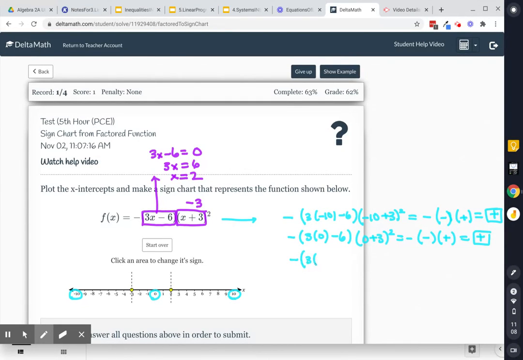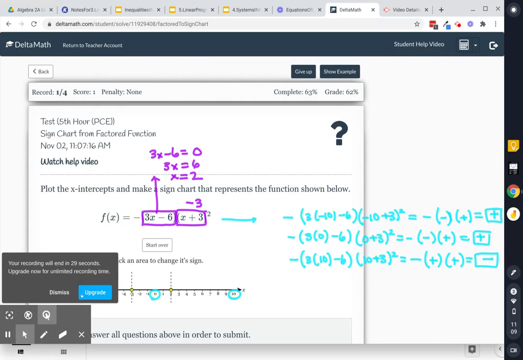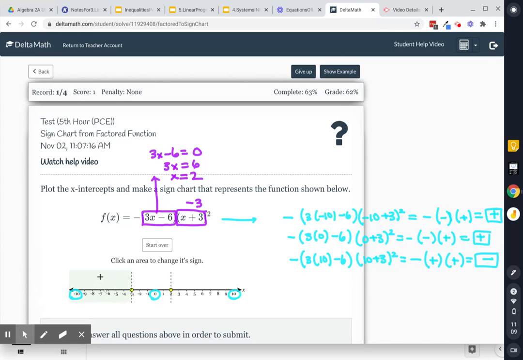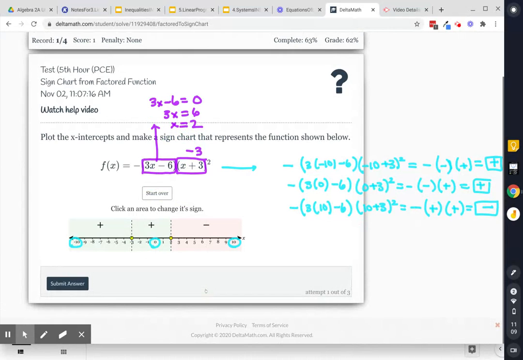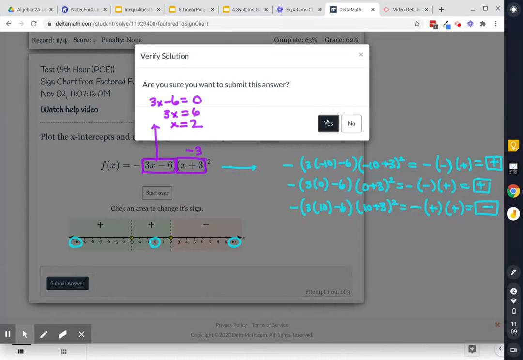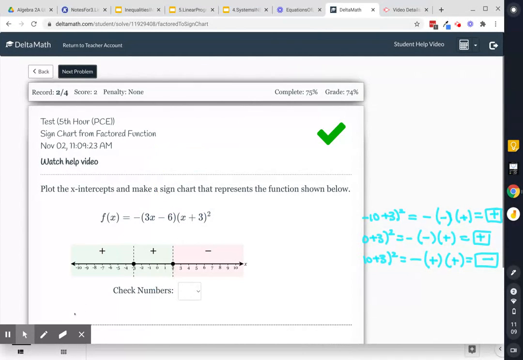Negative 3 times 10 minus 6. 10 plus 3 squared. I've got a negative in the front. 30 minus 6 is definitely a positive value. Anything squared is always positive. This last box is going to be a negative. So now it's time to fill the gaps. The first gap was a plus. The next gap was also a plus. We seal the deal with a negative. We submit it. We hope we aren't running out of time in our video. It says, yeah!